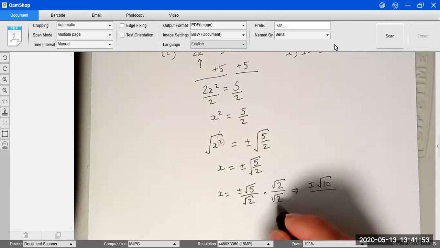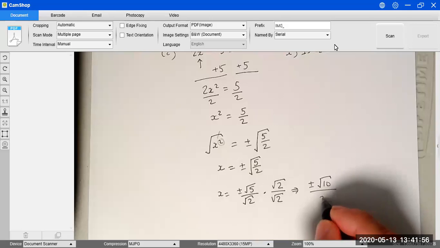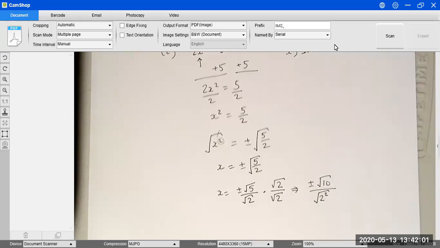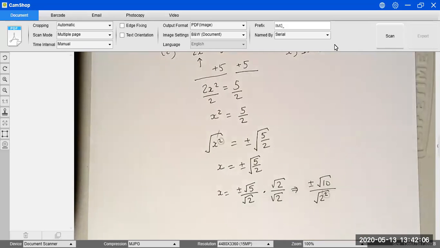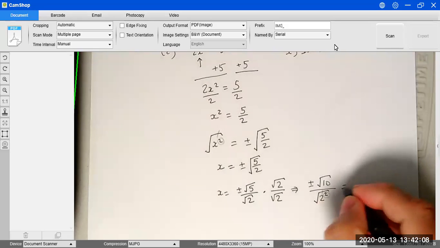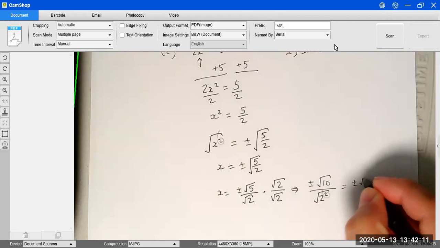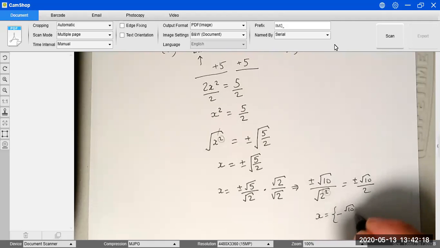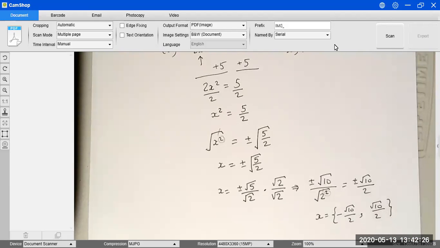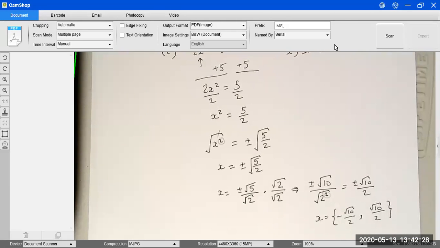And in the denominator, we're going to get 2 times 2, which is the square root of 2 squared. Then we can simplify by removing the exponent and the radical sign. So we're going to get plus or minus the square root of 10 over 2. So there are, again, two solutions. The first one is negative square root of 10 over 2, and the second one is the square root of 10 over 2, the positive one. So that's the first problem.